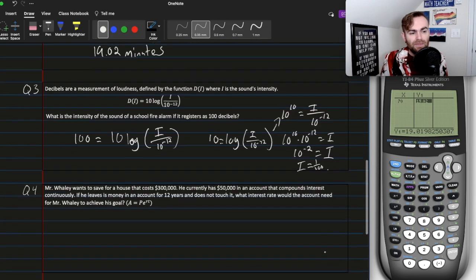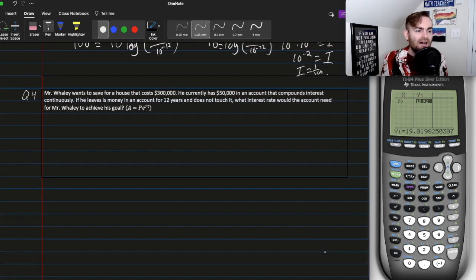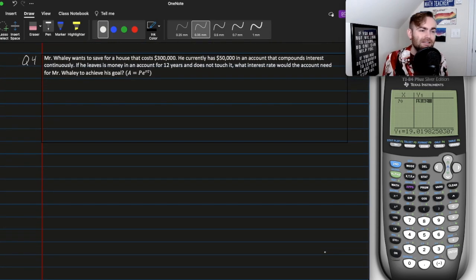So last but not least, I want to save for a house. And the house that I want is $300,000, which I think is fairly decent for our area. If I currently have $50,000 in my bank account, I wish, and the compound interest for my account compounds continuously. Again, I wish. Banks don't work like that. If I left my money in my account for 12 years and I didn't touch it, meaning I didn't take money in and I didn't take money out, what interest rate would I need in order to achieve my goal of purchasing this house in 12 years?